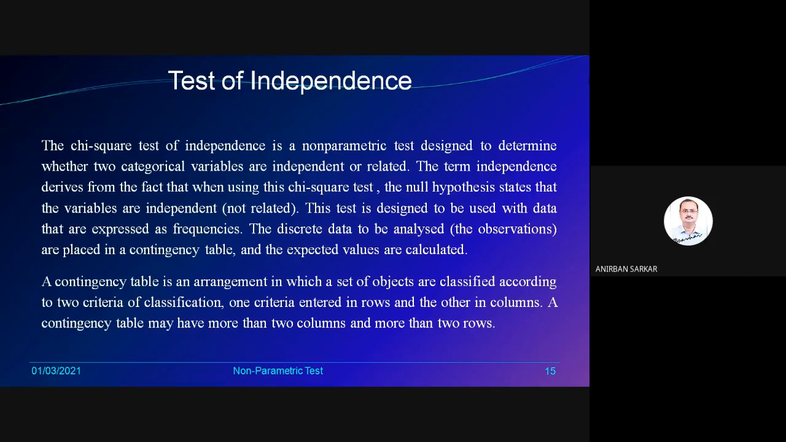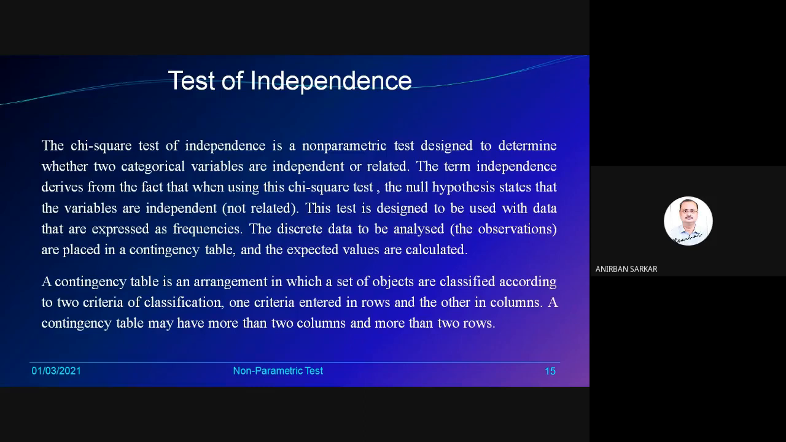Basically, this is a non-parametric test which is applied in case of two categorical variables. Now, these two categorical variables should be independent, and when we try to check whether they are independent or not, whether they are related or not, we actually use this chi-square test of independence, and we will use a contingency table where we will classify these categorical variables into rows and columns.